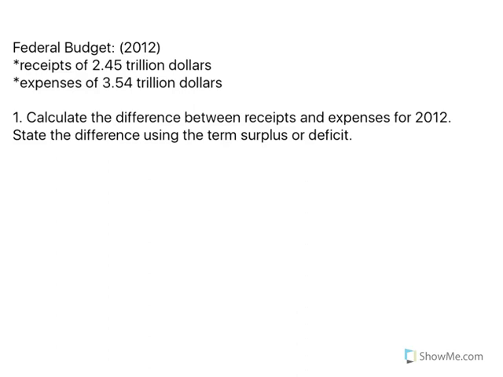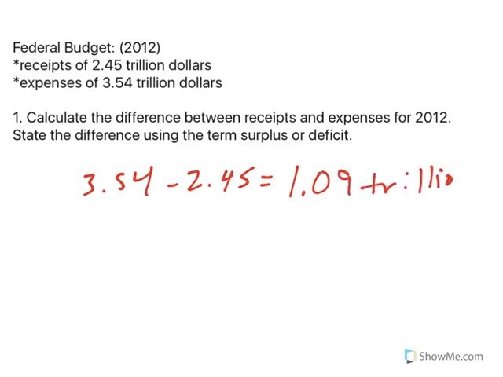So in number one, the first thing we're going to do is calculate the difference between receipts and expenses for 2012. Now, it's easy to see that they're both in trillions, so we can kind of ignore the label and just add it to the end. So expenses are more. So 3.54 minus 2.45 is 1.09. Add the label of trillion.